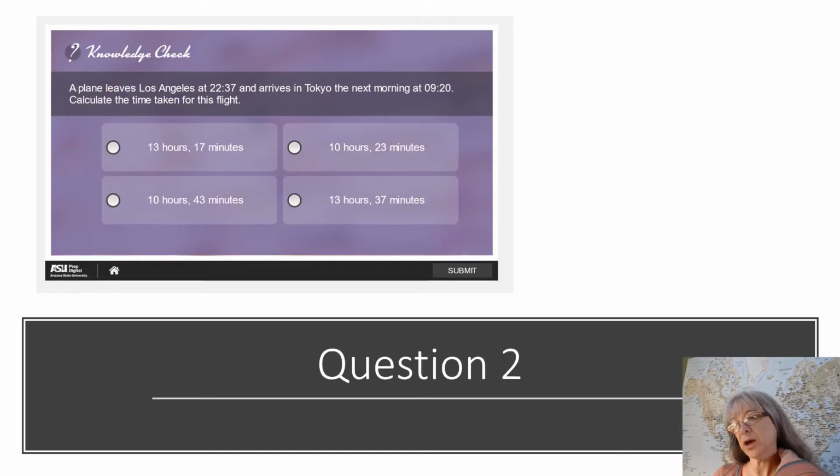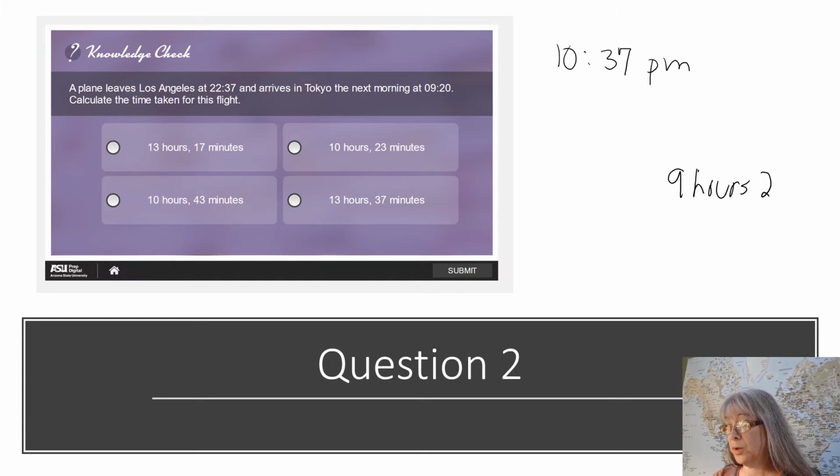All right, so here we have a little change in hours. They're taking from a military clock where you're leaving at 22:37. So anything over 12 is going to be p.m., so 1 o'clock, 2 o'clock, 3 o'clock. So 22:37, if I subtract 12, gets me to 10:37 p.m. And I land the next day at 9:20. So from 12 o'clock to I land, that's 9 hours and 20 minutes.